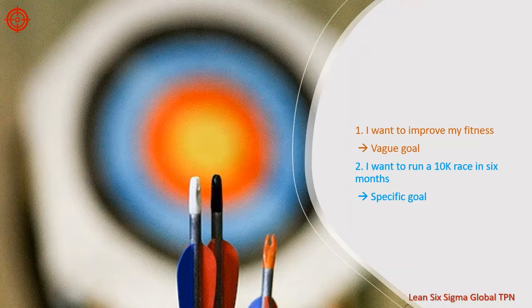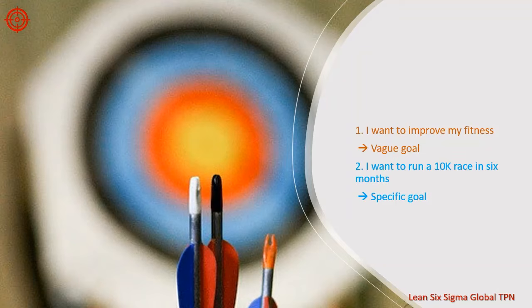The specific goal of running a 10k race in 6 months is well defined and clear. It specifies the distance, the time frame, and the outcome, providing a clear target to work towards. Additionally, it is measurable, achievable, relevant, and time-bound, making it a SMART goal.